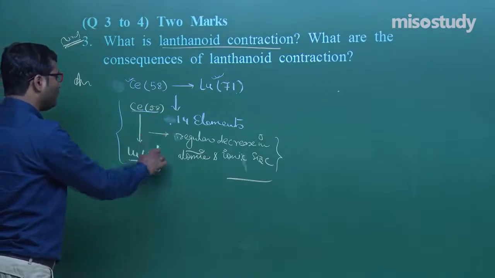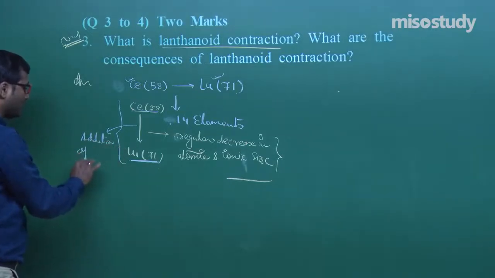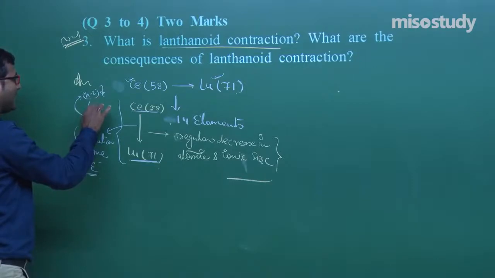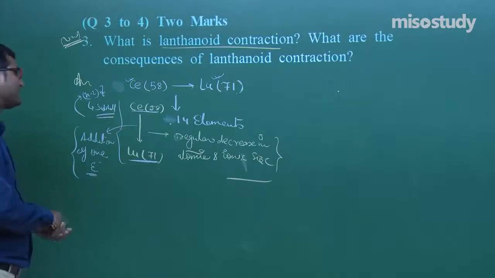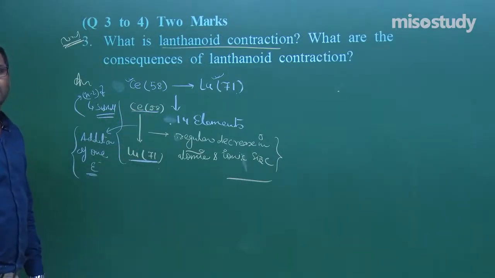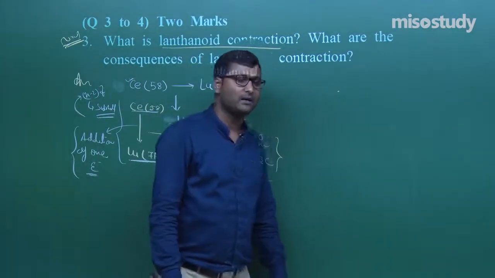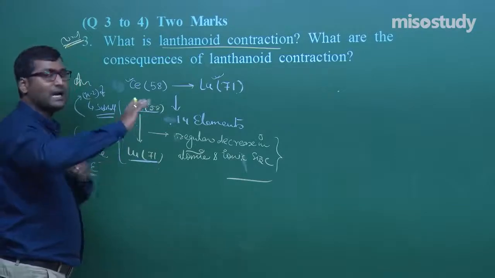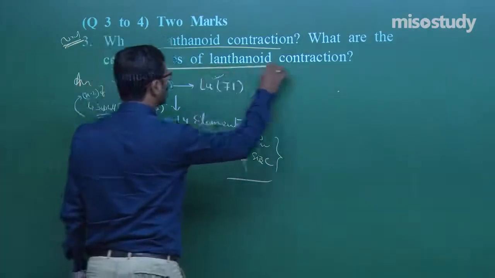As we know, when we move across the series, there is an addition of one electron in each step, and it enters the N-2 F subshell, that is the antepenultimate subshell, and the F subshell has a poor screening or shielding effect. Due to this reason, there is an increment in the effective nuclear charge value. If there is an increment in the effective nuclear charge, then we observe a decrease in size. But the decrement in size is not very large, there is a small decrement in the size. Clear? What are the consequences of lanthanide contraction?